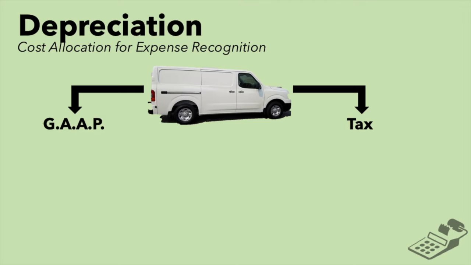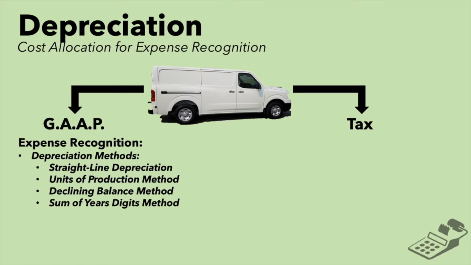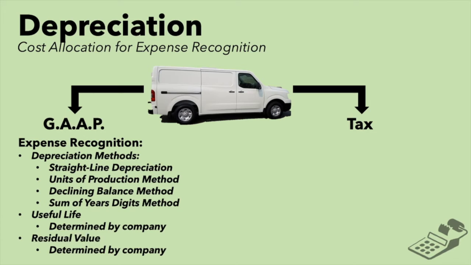Now, for GAAP purposes, the Financial Accounting Standards Board says we're doing this for expense recognition. And you've got 4 different ways that you can do it. The company is going to determine the useful life of the asset. And they're going to determine the residual value of the asset.